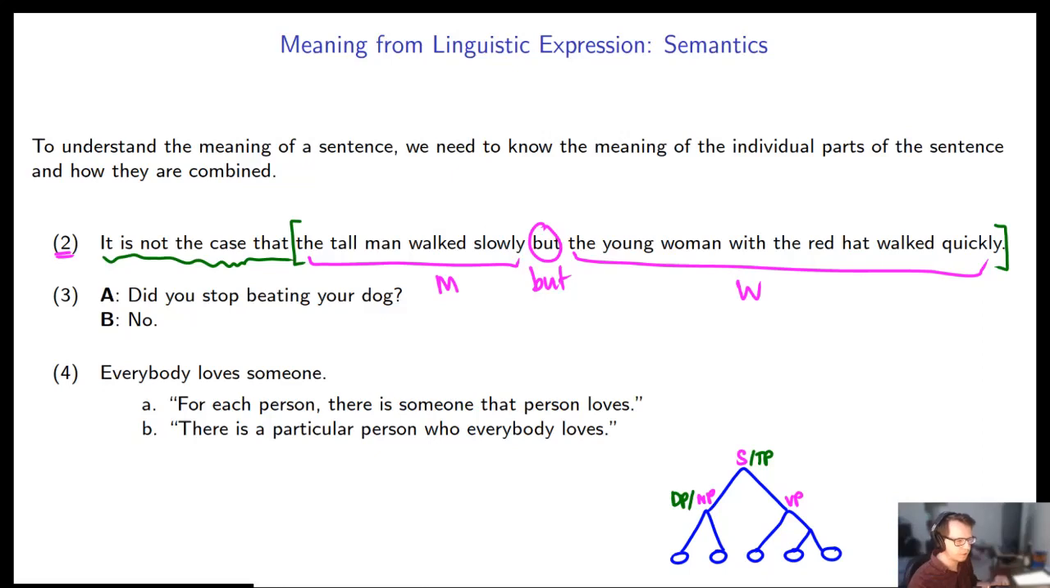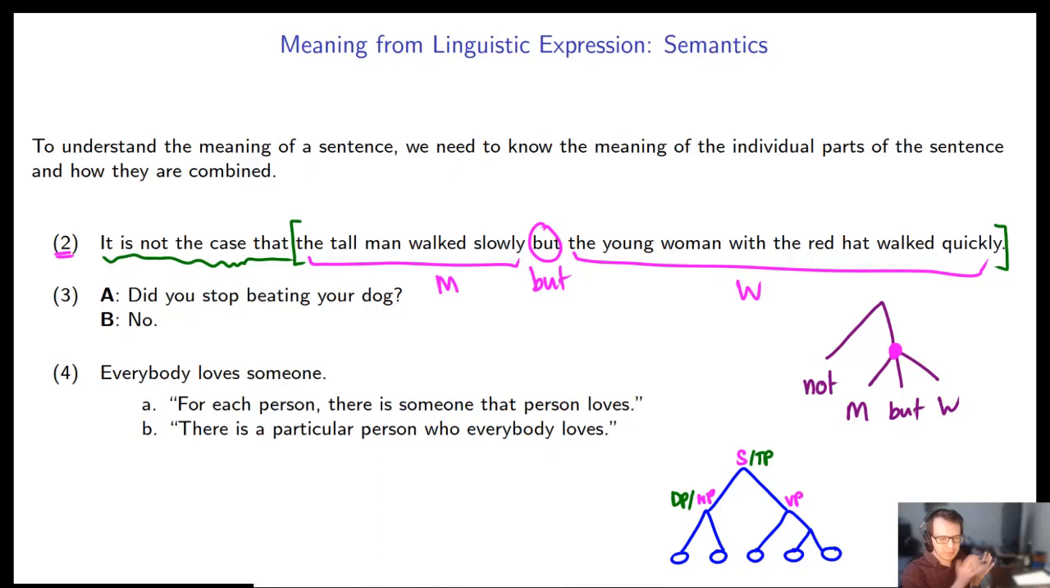So one structure says it's not the case that M but W. So we could actually draw this and we could say, okay, it's not true that M but W. So in this sort of tree structure, we're basically saying that not is negating the entire rest of the sentence. And that's one interpretation. So in order to get the meaning of this interpretation, we need to know its structure because it's not just the words that make up the meaning, but it's how those words are combined.